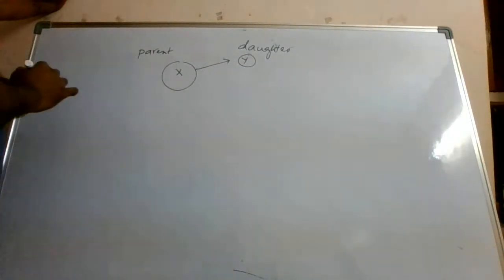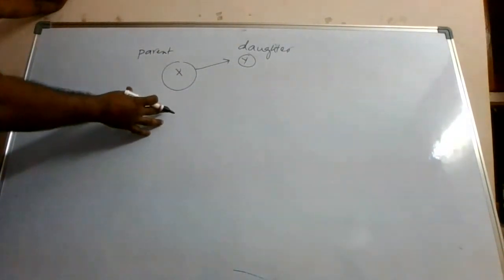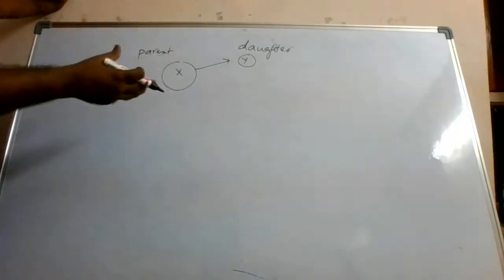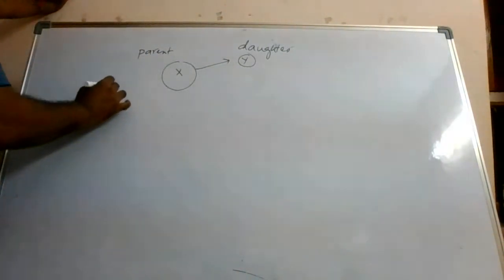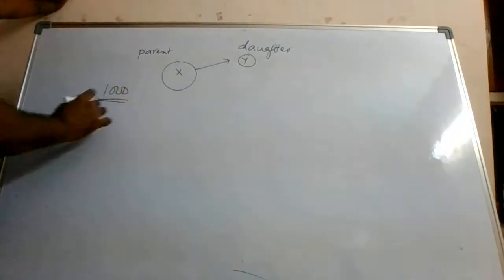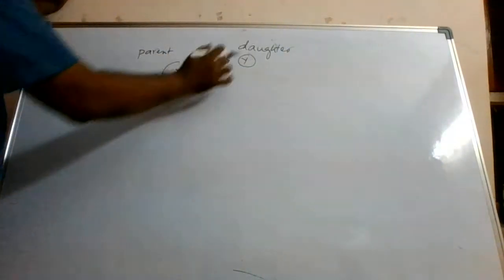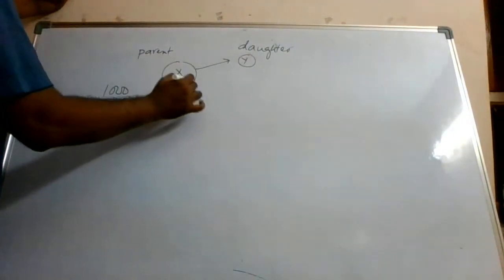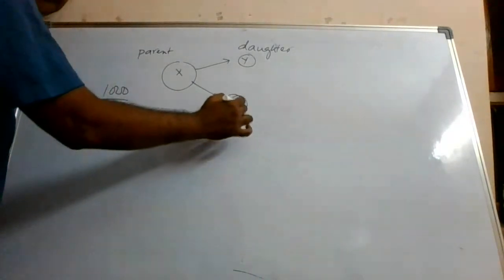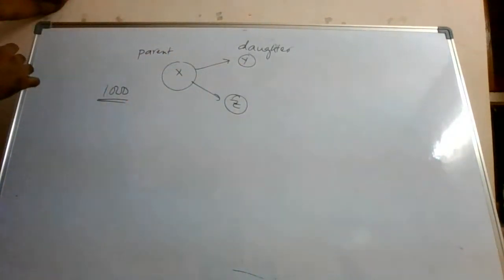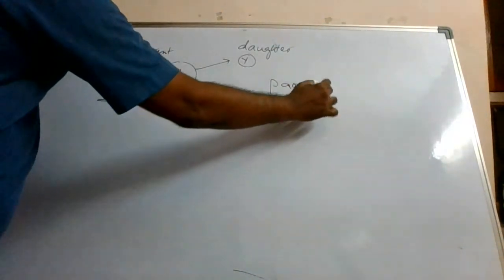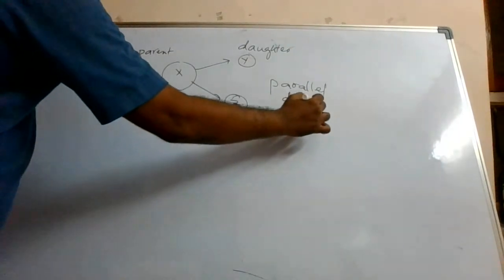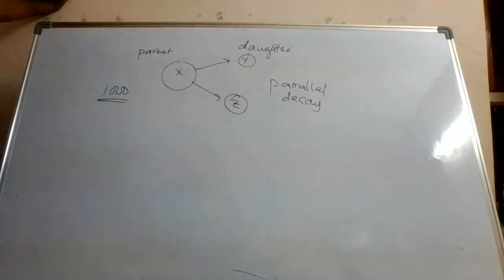Now this is a sample basically. X is a particular type of radioactive substance. You took a sample of 1000. In this 1000, some are decaying and becoming Y. Some are decaying and becoming Z. Can this happen? It can happen. So this is called parallel decay.